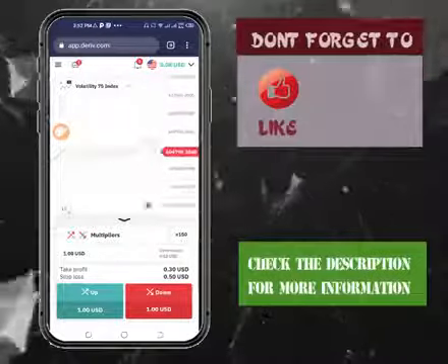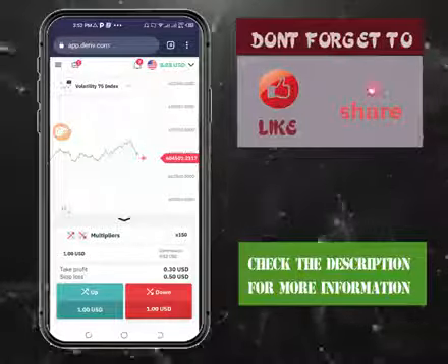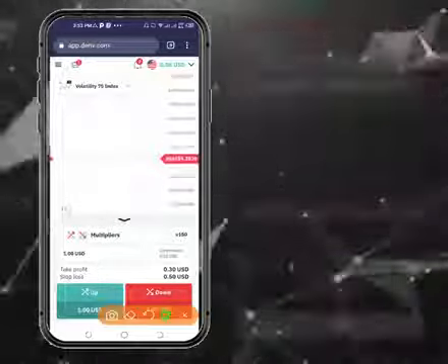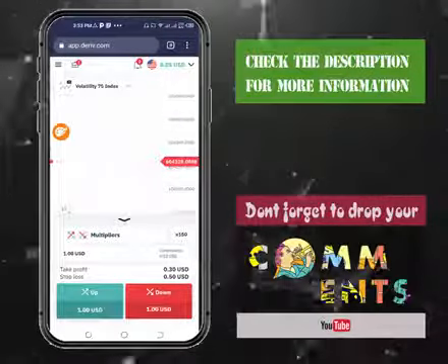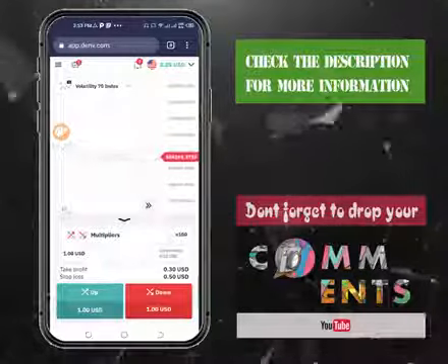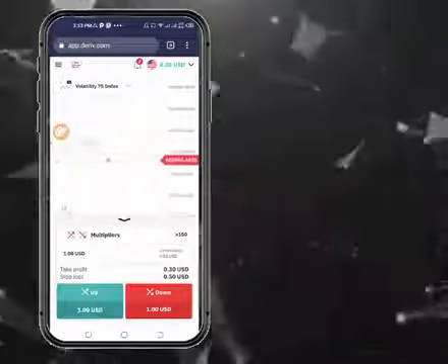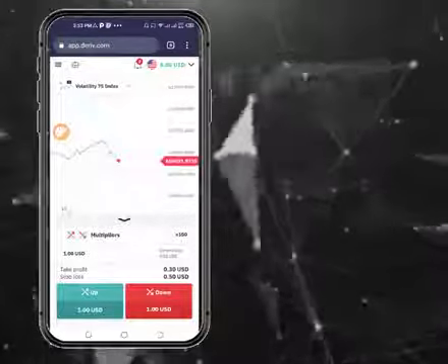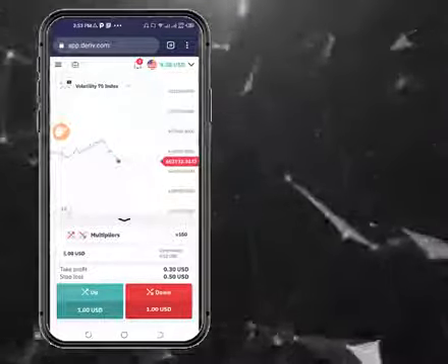I'm anticipating it to get to this line here. Let me show you, to reach this line here. That's what I'm anticipating. So let's see. Then I will sell off. It's still going downwards. It's still going down, which means I am still on profit. I'm still on profit.